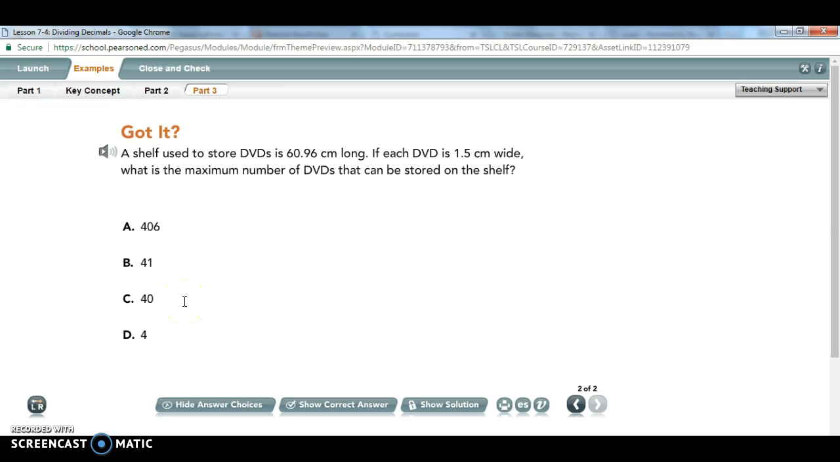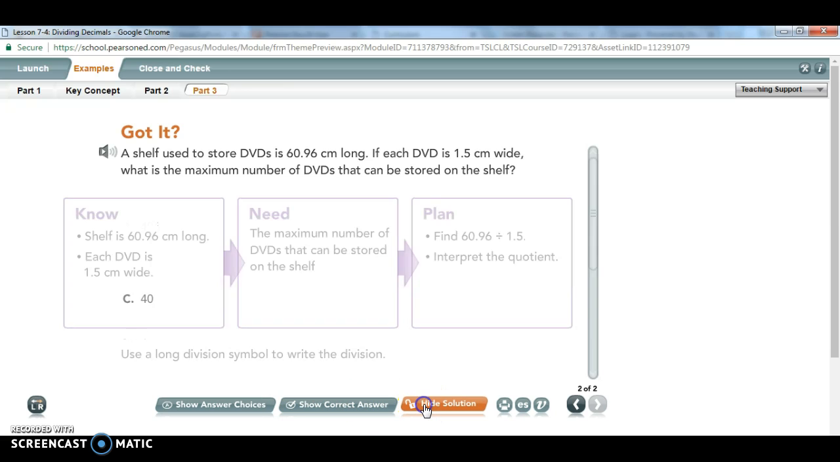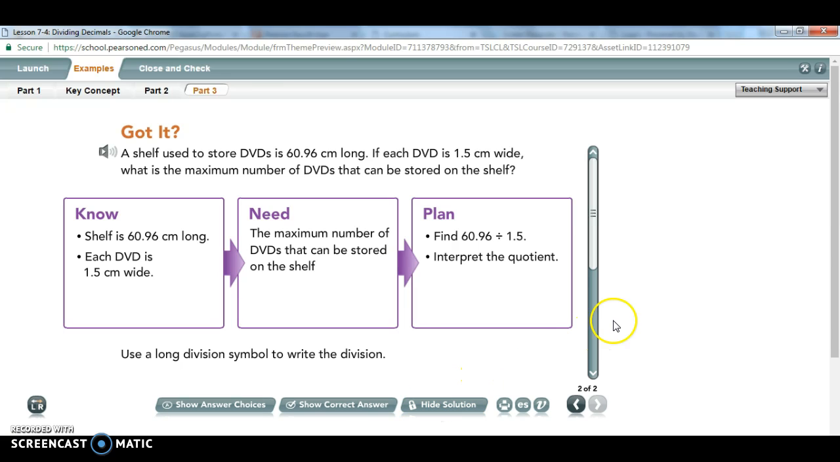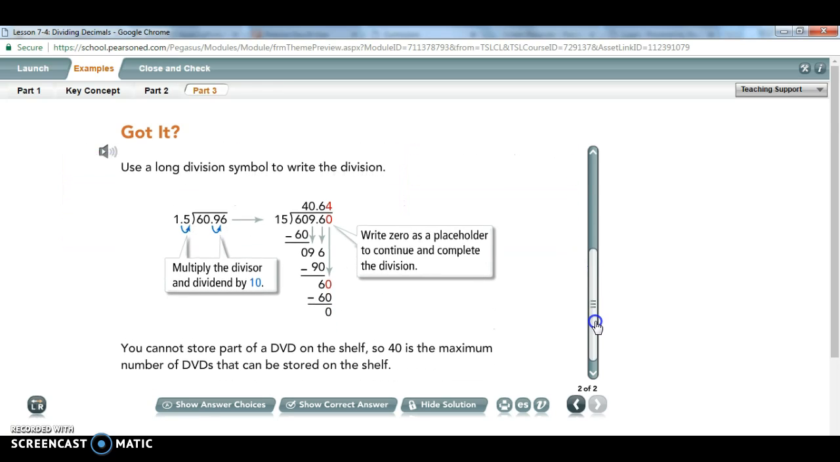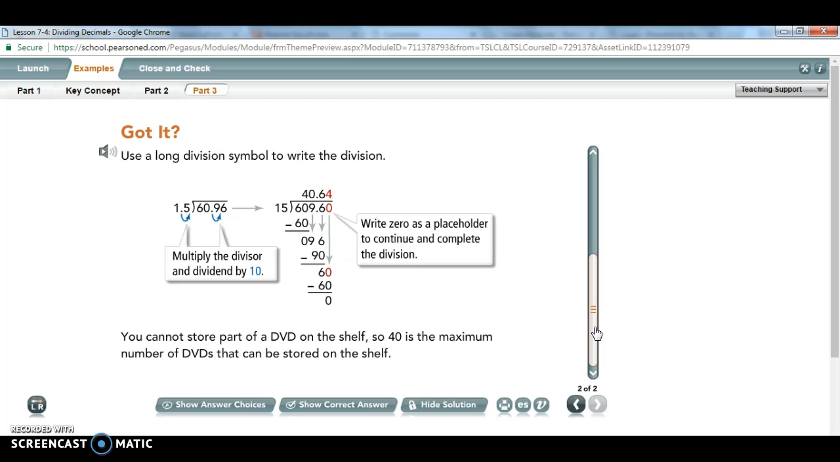And what this word problem is wanting you to know, a shelf is 60 and 96 centimeters long, and it's divided into 1 5/10 centimeters because that's how wide each DVD is. So we're dividing these two numbers. The correct answer is C. And here is how we get the correct answer. Pause the video if you need to be able to read this through.